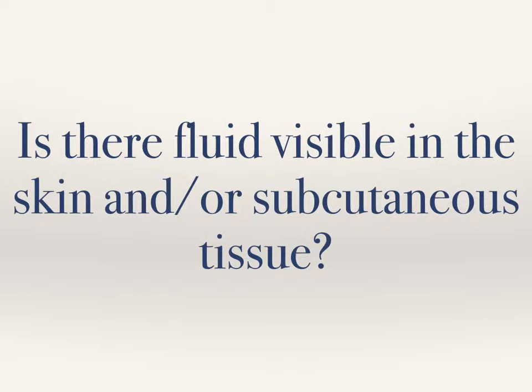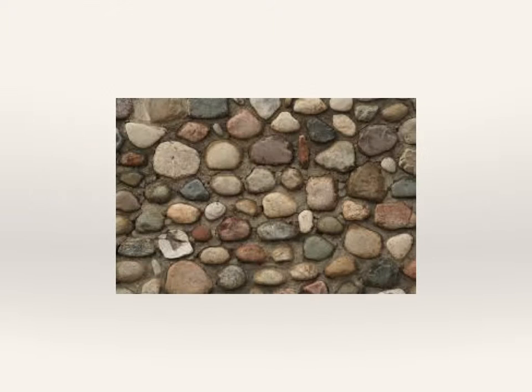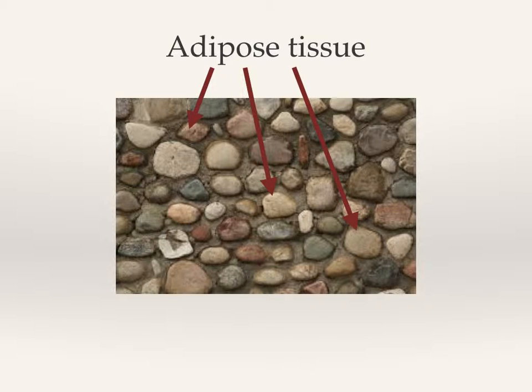The next question is, is there fluid visible in the skin or subcutaneous tissue? Now really, you will be looking for fluid in the subcutaneous tissue as it surrounds adipose tissue. This is what a cobblestone path looks like, which is often used to describe how adipose tissue looks when there is fluid surrounding it. In this case, think of the stones as adipose tissue and the mortar in between them as fluid.